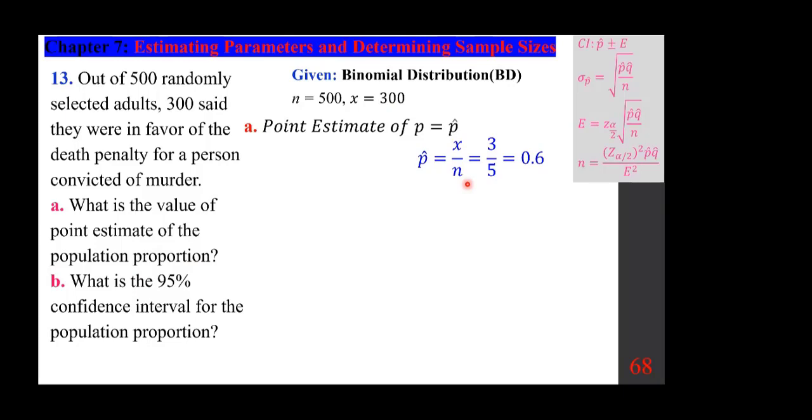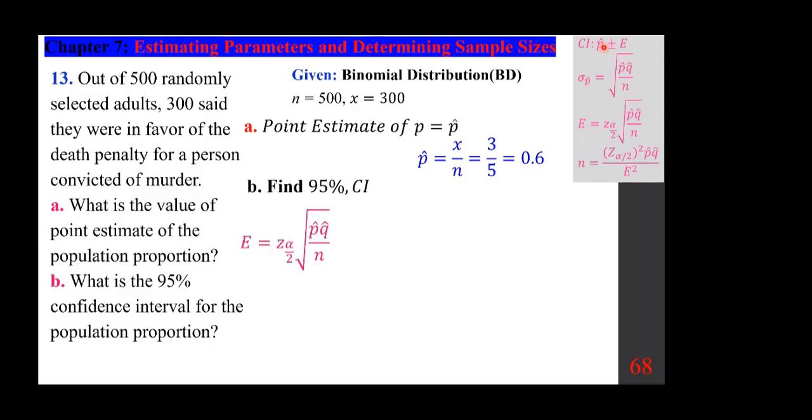95% confidence interval. We want to get to p hat plus minus E. The very first thing for a 95% confidence interval, we need the z, and the z score for 95%. We've been using it as 1.96. Everybody remembers that from the previous questions.